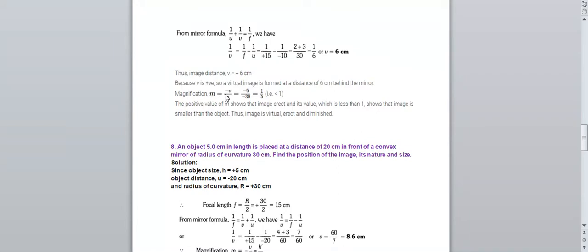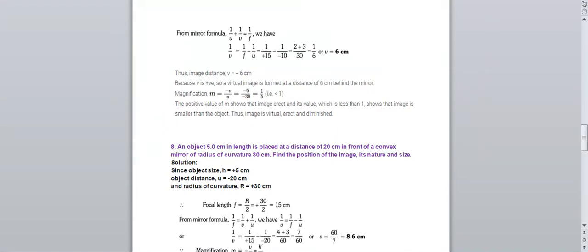Magnification also we can calculate. For mirror we use the formula minus v by u, minus 6 by minus 30, which will be equal to 1 by 5, means it is less than 1. So magnification is less than 1. So what type of image will it be? Since the magnification is positive, we can say that the image is erect, and it is less than 1, so the size of the image will be smaller than the object. So image is virtual, erect and diminished. This is the nature of the image.